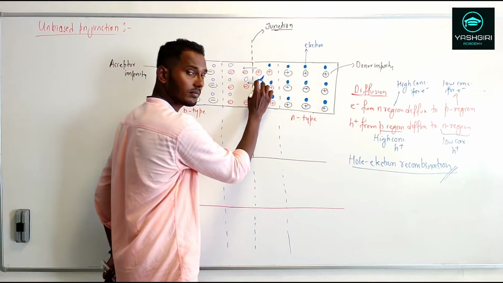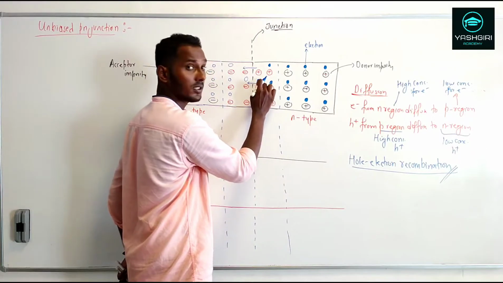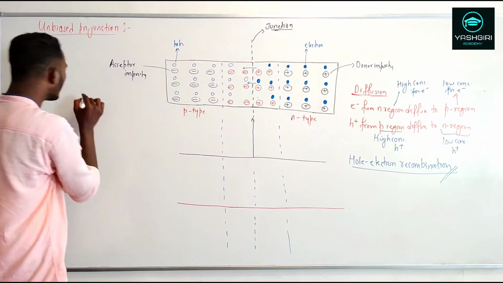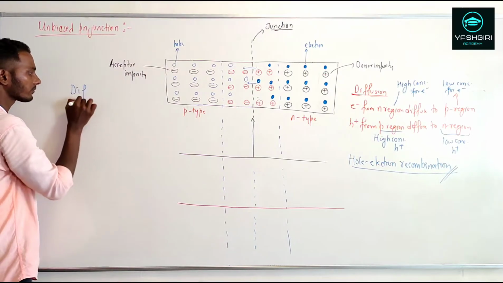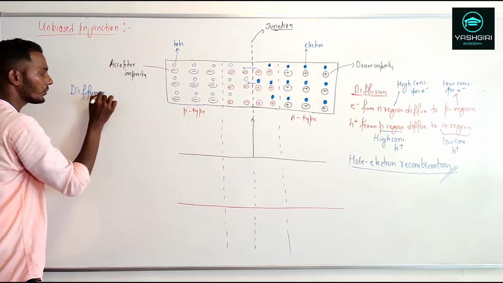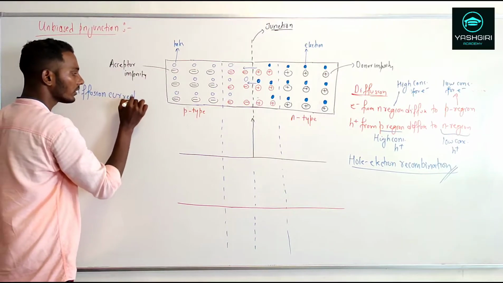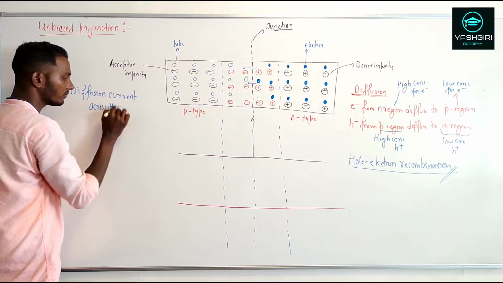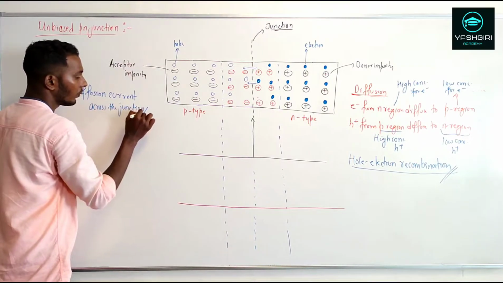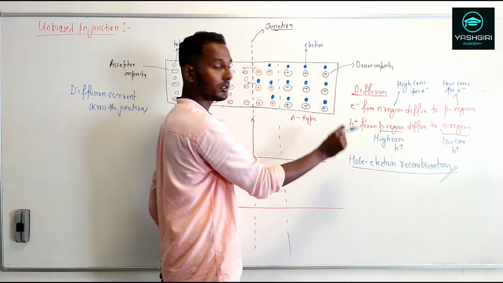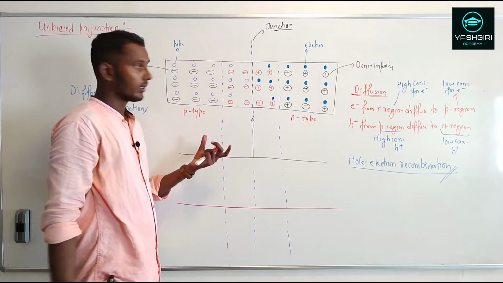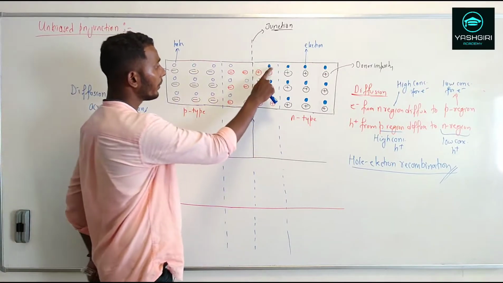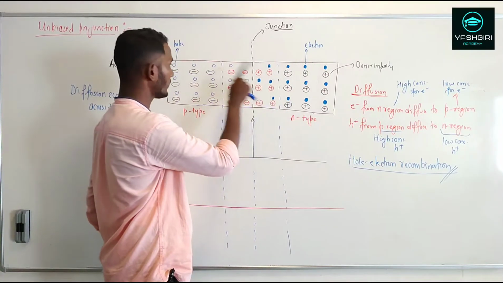So the motion of these charges will cause a diffusion current. So here we have something called a diffusion current. Diffusion current across the junction, which is just before the recombination takes place. Now here the things are not in equilibrium. There is a movement of electrons from the n side to the p side.